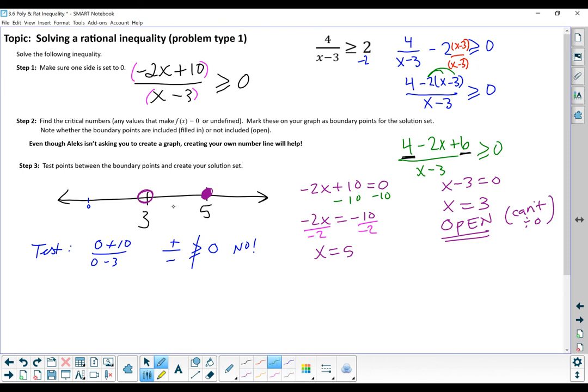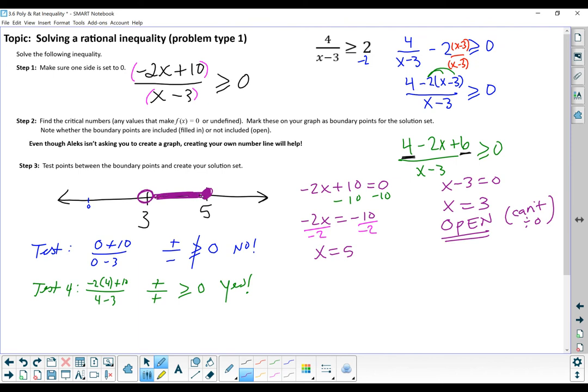Okay, I'm going to think about this region in the middle here, so I'm going to test the number 4. So negative 2 times 4 is negative 8 plus 10 is 2. That's a positive number. And on the bottom, I have 4 minus 3. That is also a positive number. Is a positive number divided by another positive number greater than or equal to 0? Yes, it is. So we would shade that region in between the 3 and the 5.